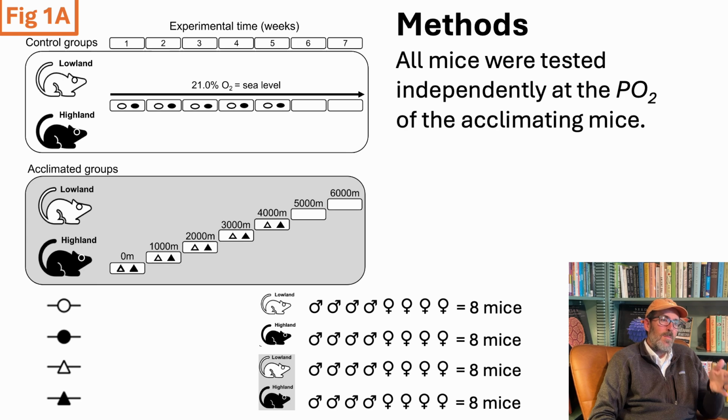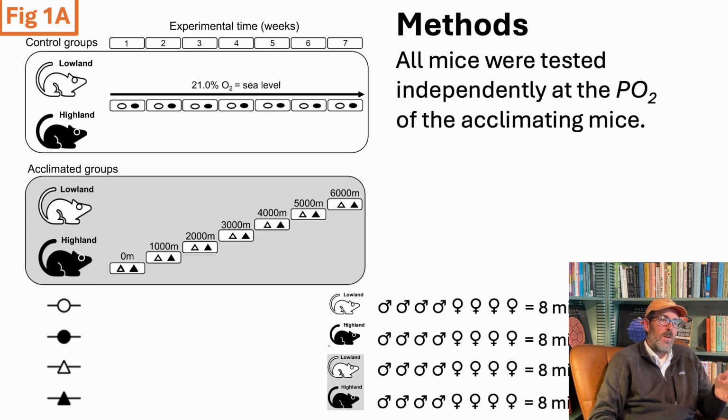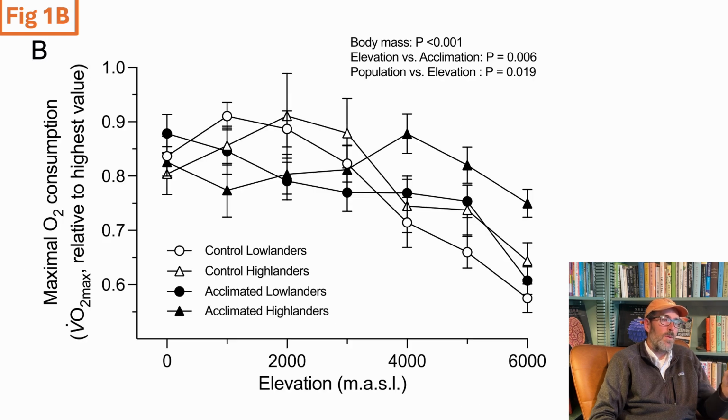They did the same thing at 4,000, 5,000, and 6,000 feet. So clever design of the study, and now we just look at the data. It's going to be a complicated graph. It's going to have a lot of open circles and closed circles, open triangles and closed triangles. Just remember what those are. There's a legend in there. This is a big result. This is figure 1b on VO2 max.